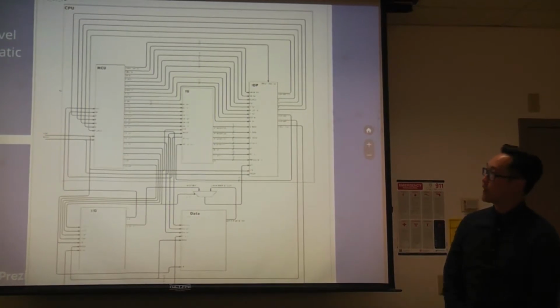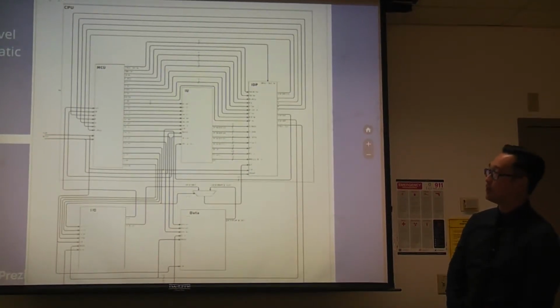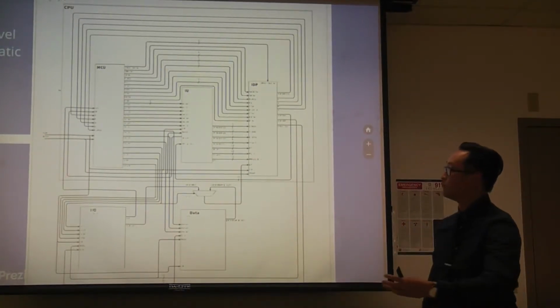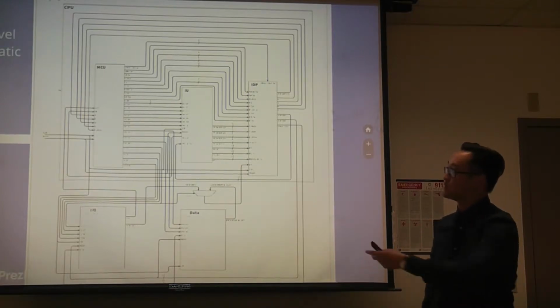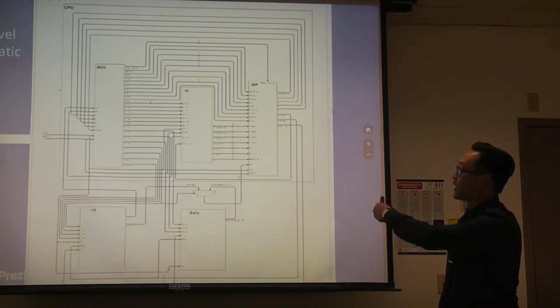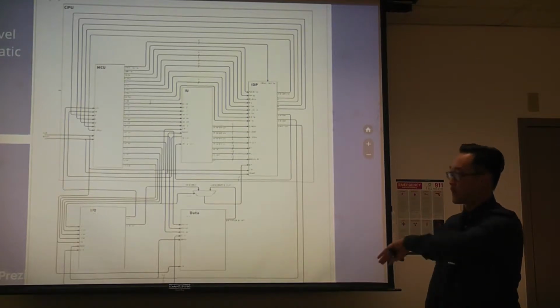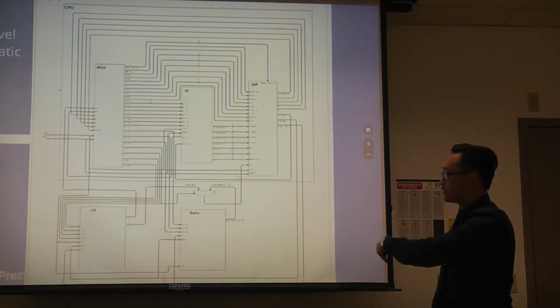So we have the top level schematic here. We just wanted to highlight the CPU itself. So the CPU has 3 main components: the MCU, the IU, and the IDP. And the outside modules are going to be our I/O module and our data module.